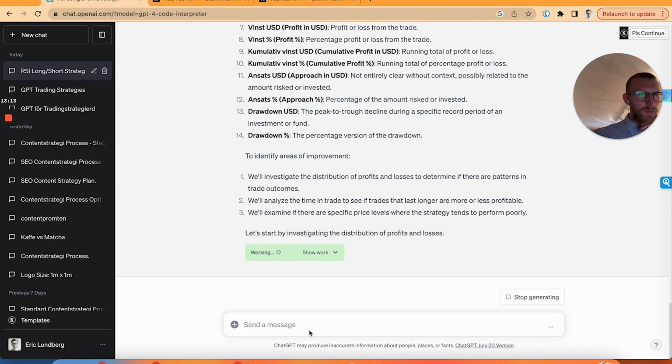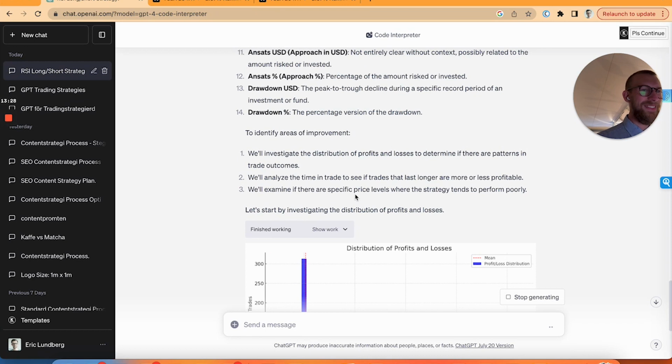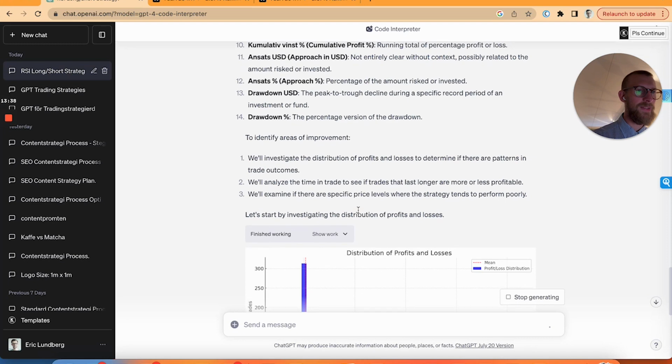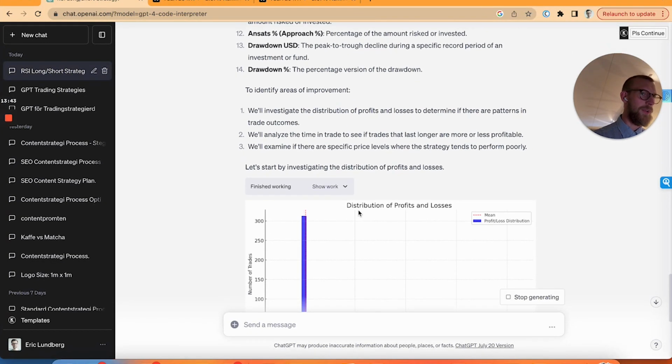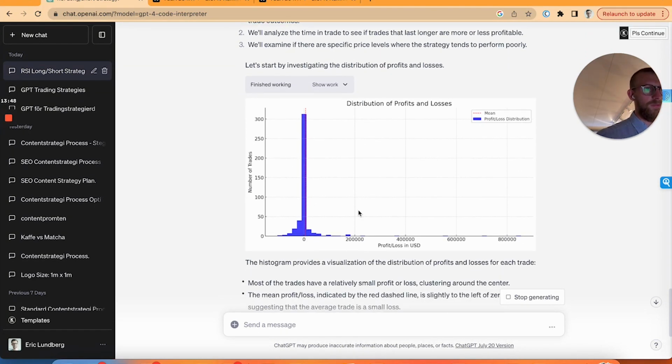All right, to identify areas of improvement, we'll investigate the distribution of profits and losses to determine if there are patterns in trade outcomes. We will analyze the time in trade to see if the trades that last longer are more or less profitable. We'll examine if there are specific price levels where the strategy tends to perform poorly. Let's start by investigating the distribution of profits and losses.